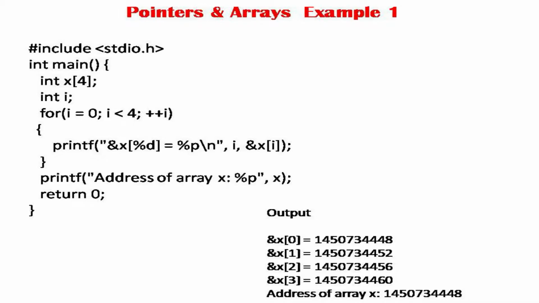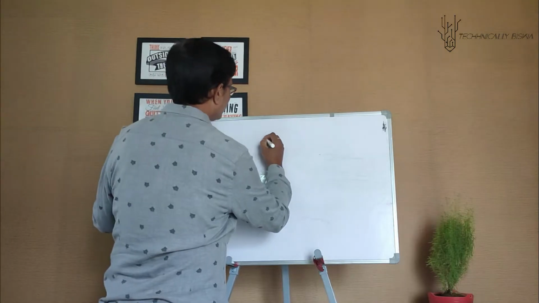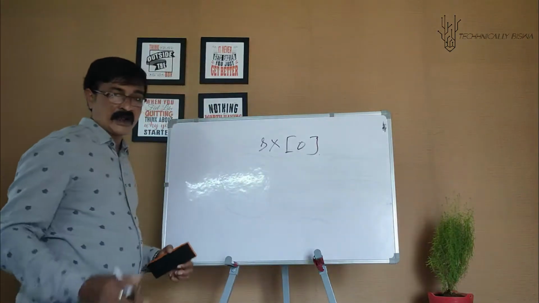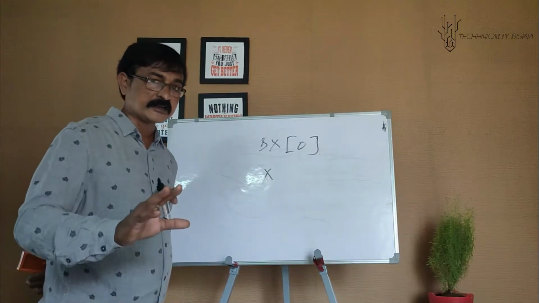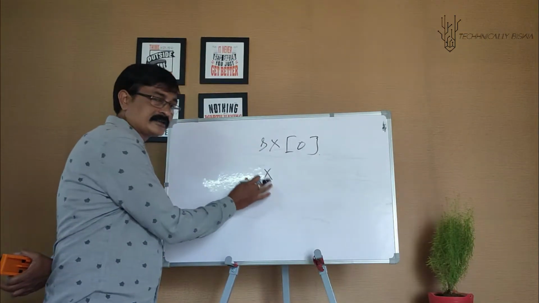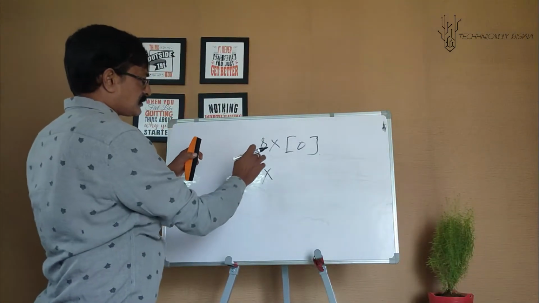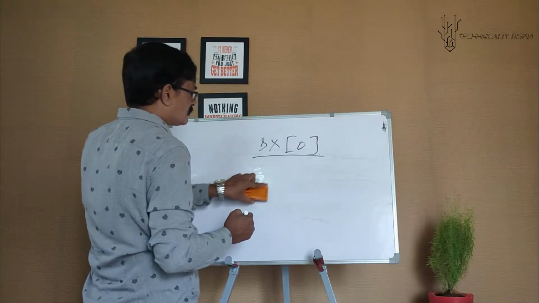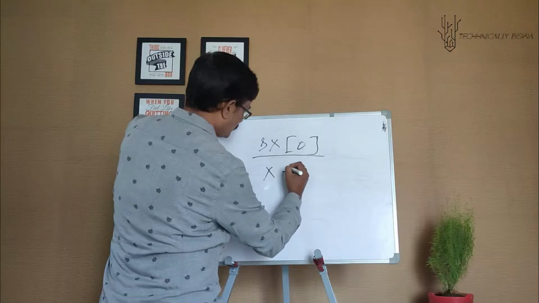Now look at this. I said address of x of 0, and I say x. Both give you the same. X gives the base address, as we said, it's a pointer. Got it? So now look at this. What is the translation when I say ampersand x of 0? The translation is x plus 0.